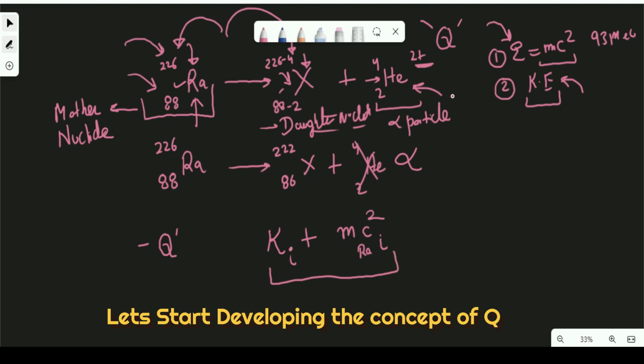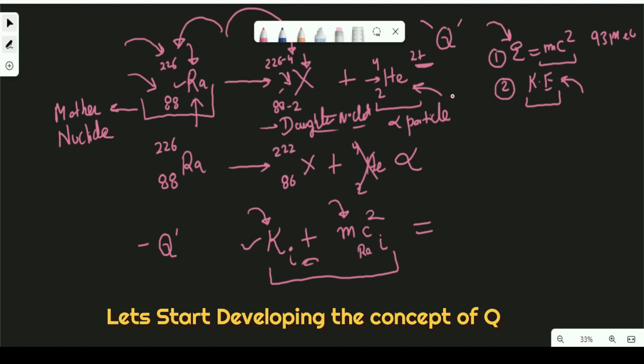I'm using the example of radium. It can be anything, and this could be the kinetic energy of radium itself. In our question, there is no kinetic energy of radium given to us, but you may be given, right? And now the left hand side energy has been written, the kinetic energy has been written, the rest mass energy of the left hand side has been written. I'm using the word initial.